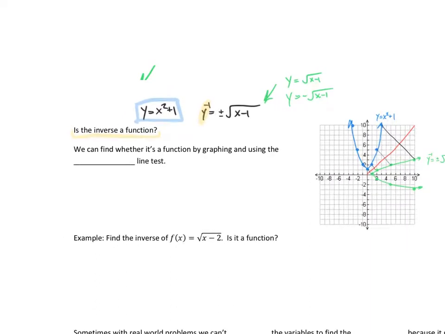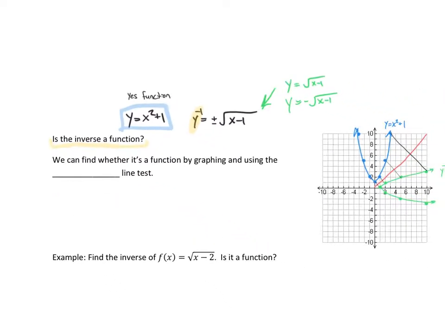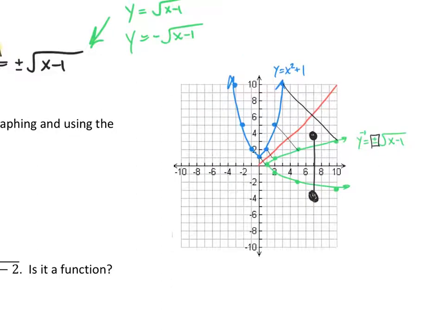But it asked us, is the inverse a function? We know that this one, yes, is a function. The original version of this was quadratic. So it is a function. This inverse, though, is not. And remember that functions have to pass the vertical line test. And if I just draw a random vertical line, say from here to here, I hit the green equation, the inverse, twice due to this plus or minus, which means the inverse is not a function.